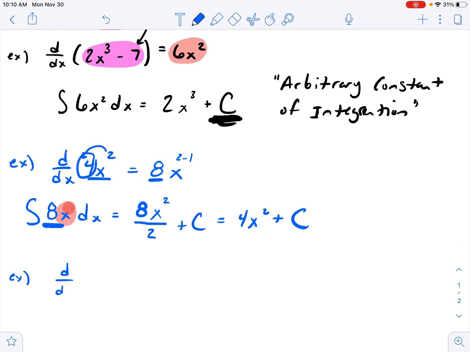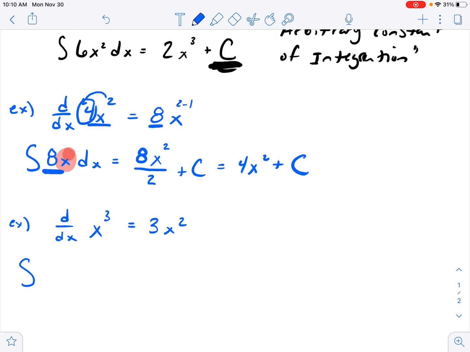All right, let's do a couple of these, see if you see what's going on. So if I take the derivative of, say, x to the third power, we know that that's going to be 3x squared. So if I integrate 3x squared, I know I should get back x cubed plus c. Well, here's again how I do it. The original power of x is 2, so that's going to give me x to the third. I'm going to keep whatever coefficient I had to begin with.